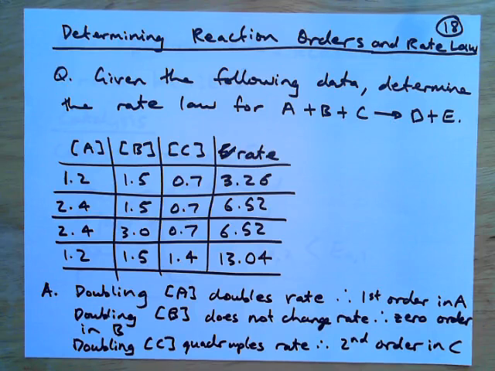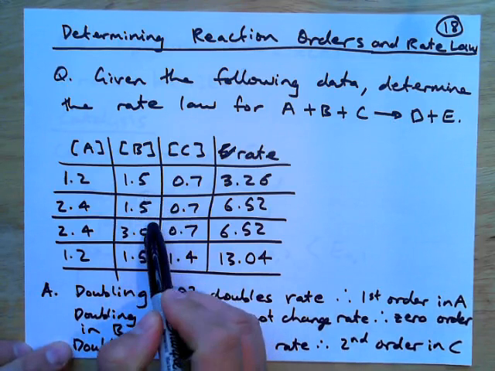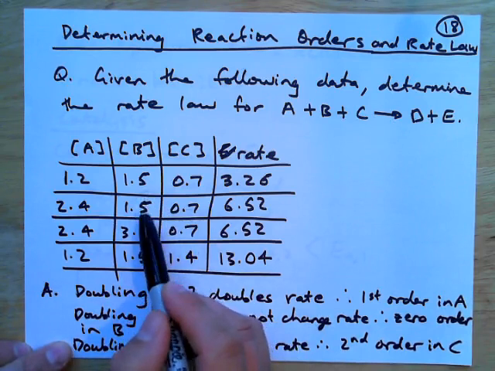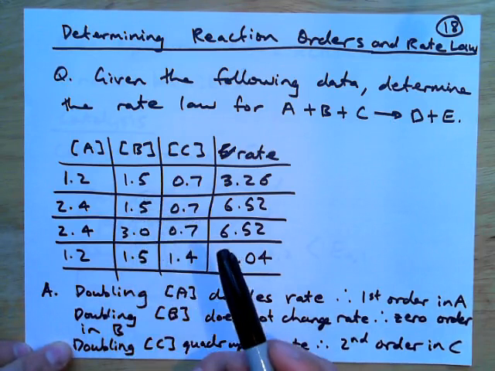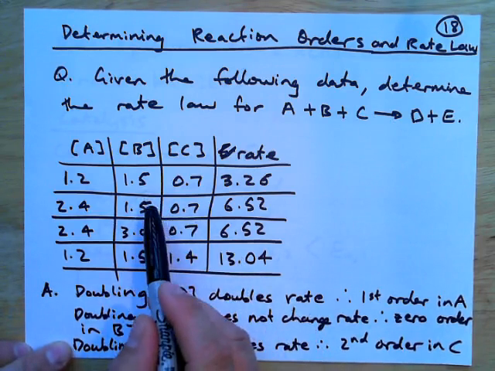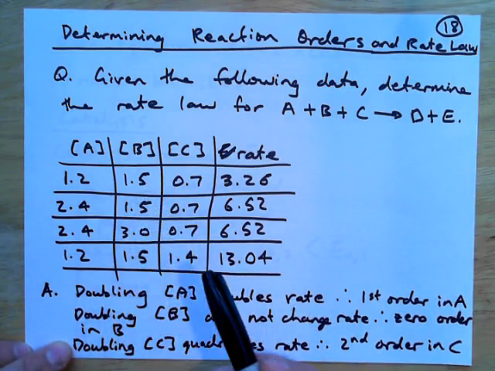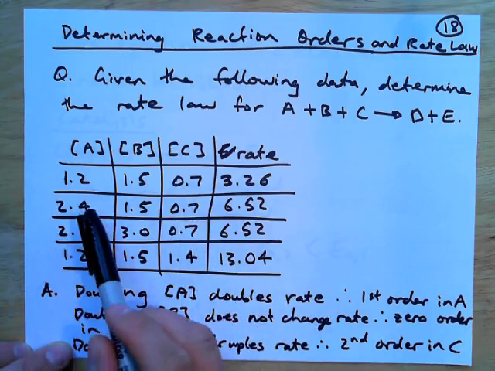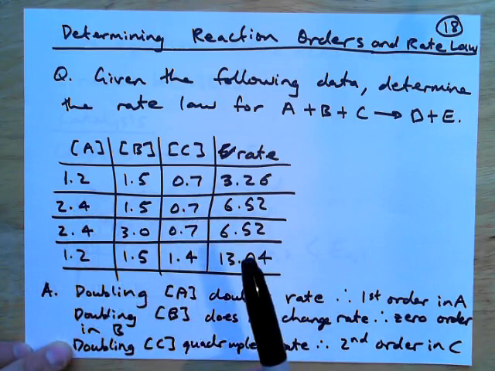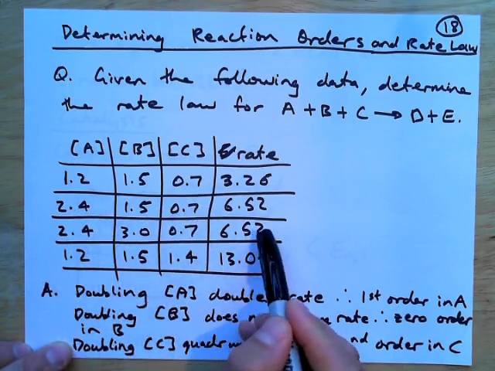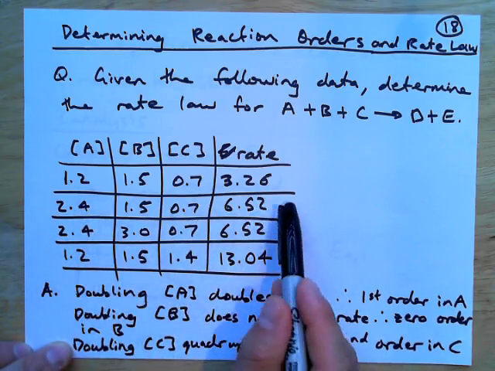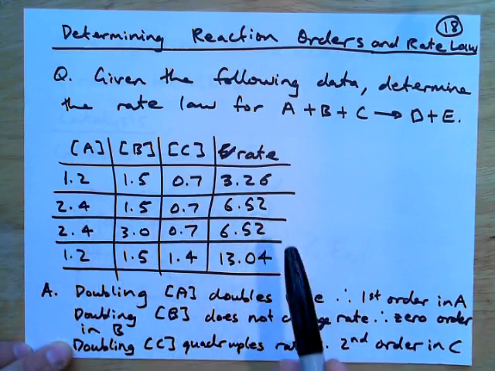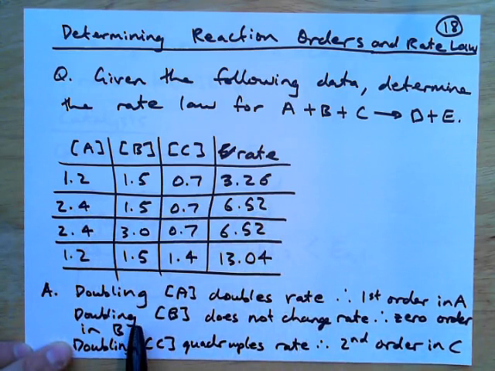Now let's have a look at doubling B. So which part has B doubled? Well, this is a bit of comparison from 1.5 to 3. So when I look at 1.5 to 3, I've got to make sure everything else is the same. I only want to change one thing at a time. And so when I've gone from 1.5 to 3, as far as the concentration of B goes, the C has remained at 0.7 and the A has remained at 2.4. So I compare this rate to this rate, and I see that absolutely nothing has changed. Because nothing has changed, that means that it's zero order in B.